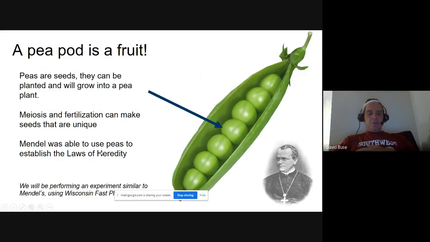And so we're going to be looking at some experiments that are similar to Mendel's. Here, I was hoping to use Wisconsin Fast Plants in the class. We're going to be using our corn genetics to show the laws of heredity.